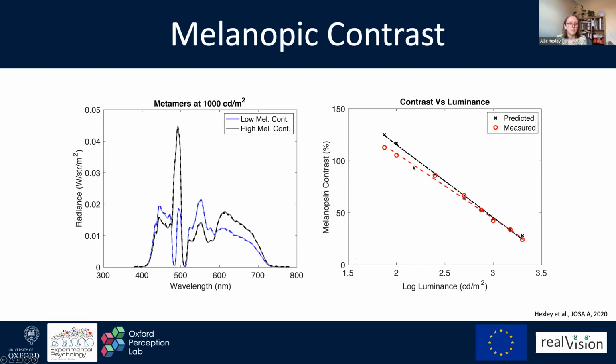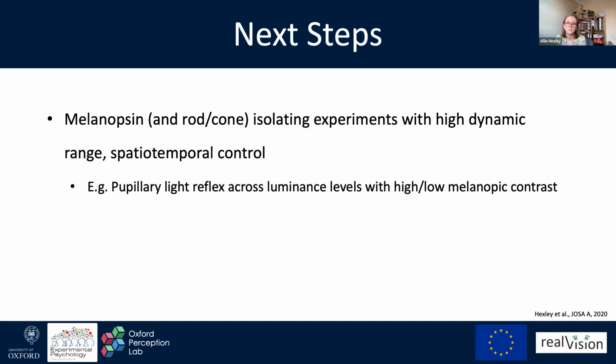And here I've picked the metamers that can provide the maximum theoretical contrast at each luminance level. So we can see at low luminance, the display reaches a melanopsin contrast of around 120%, and at high luminance, a contrast of still around 25%, which reflects the fact that the gamut was narrowing at these higher luminances, but means we're still able to achieve a relatively high contrast at these high luminance levels.